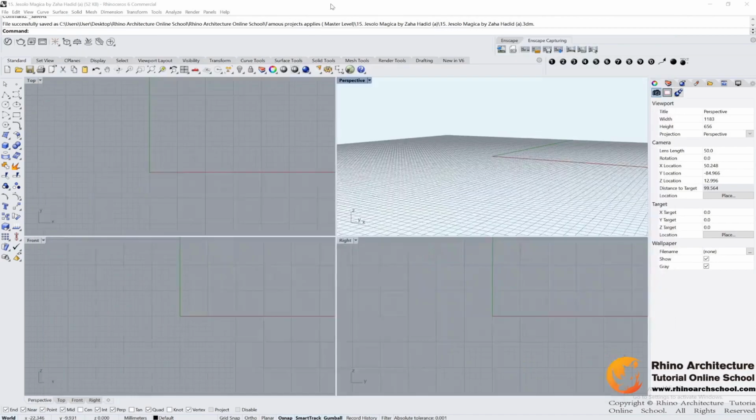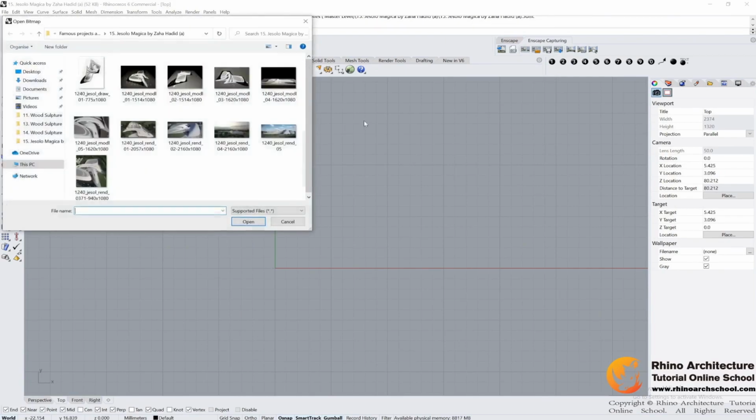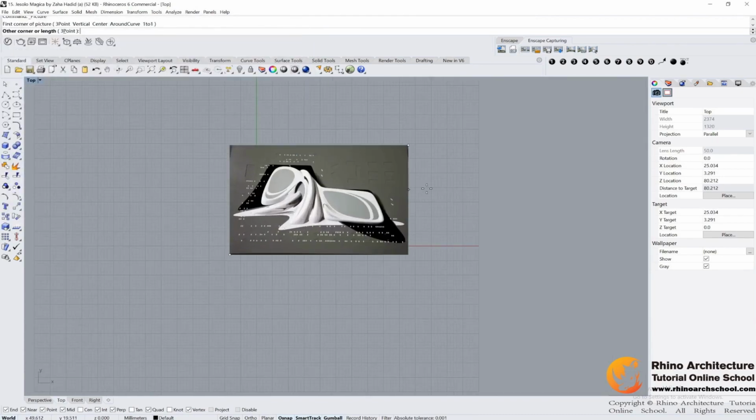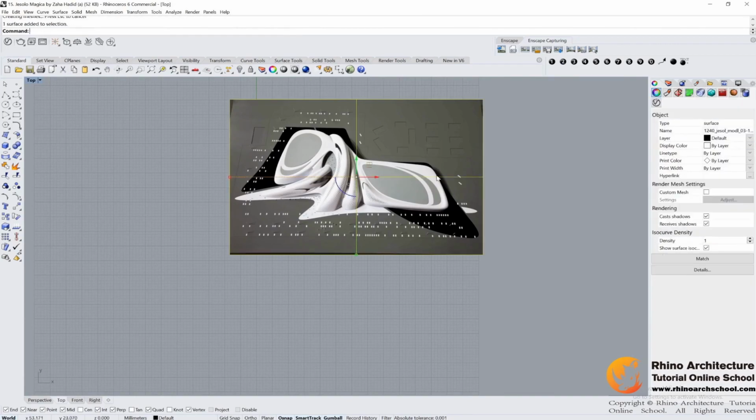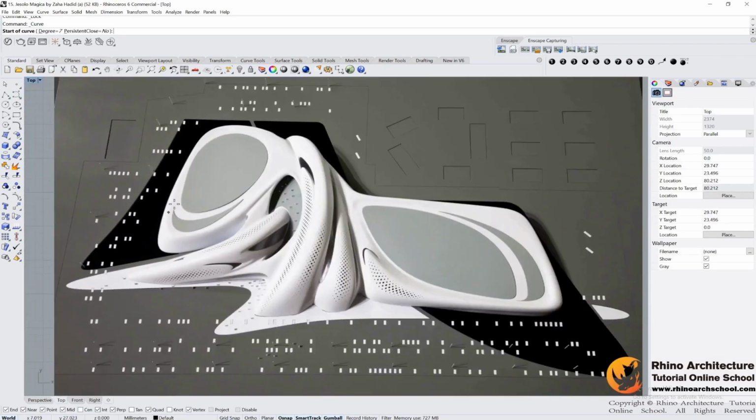Let's go back to Rhino. Go to the top view. And I need to put in my background first. Choose your background image. And then we lock it. Draw our outline.